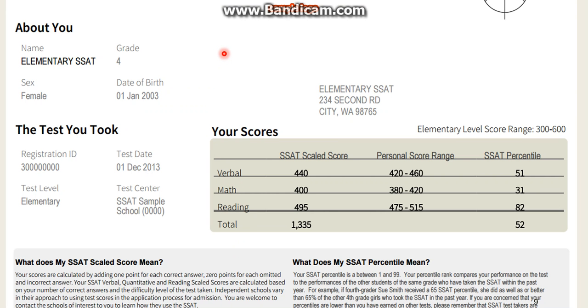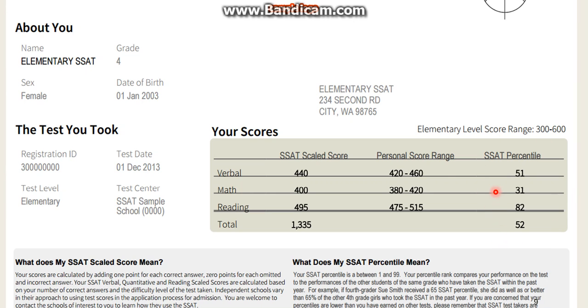Once the students write their tests, it generally takes about 2 weeks, and then they can log on or they'll receive an actual report. So this is a sample report from the website of a grade 4 student. And these are the scores. So what they do is they take the scores for that test and they scale the students on a bell curve. And then from that, they create a scaled score. It gives an overall score, the personal scoring range, and then percentile ranks.